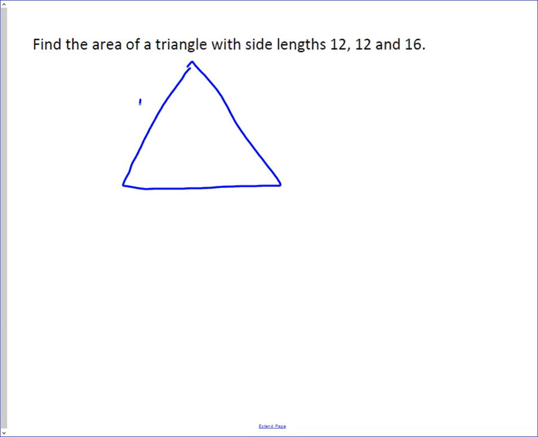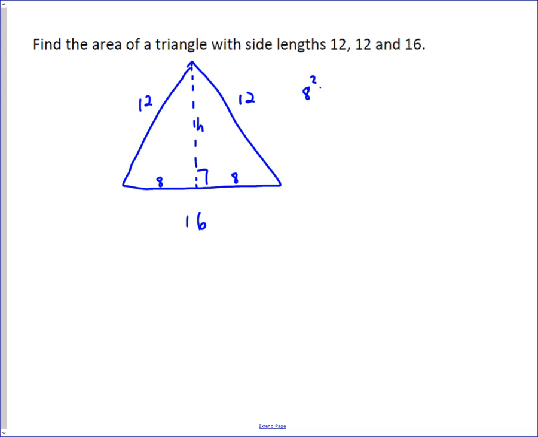your isosceles triangle and you get two sides with length 12 and one with length 16, the altitude or the height of that triangle from the vertex, which is the point between the two congruent sides and the base, forms two congruent right triangles, which means that this length is 8 and this length is 8. And so we can find the height using the Pythagorean theorem.